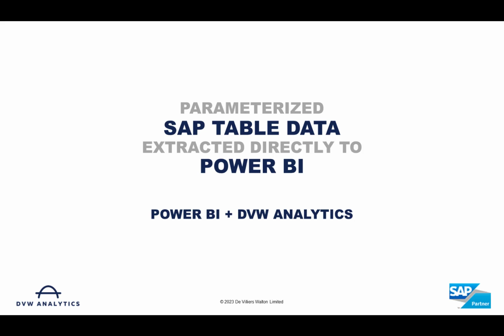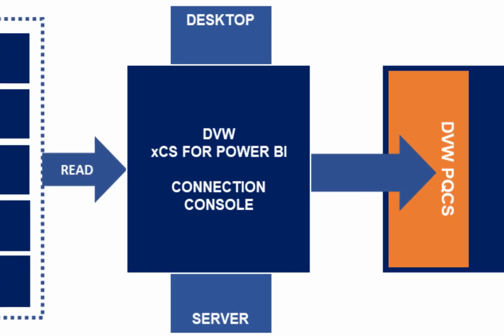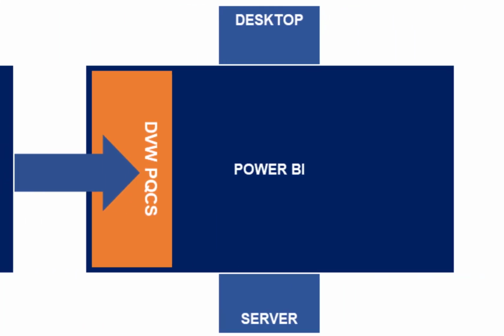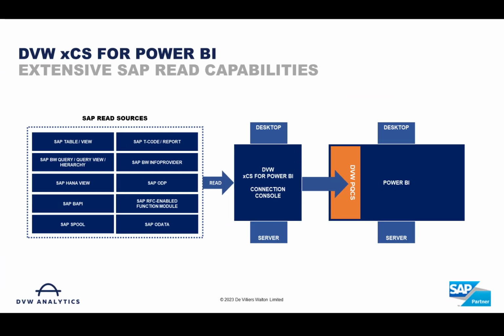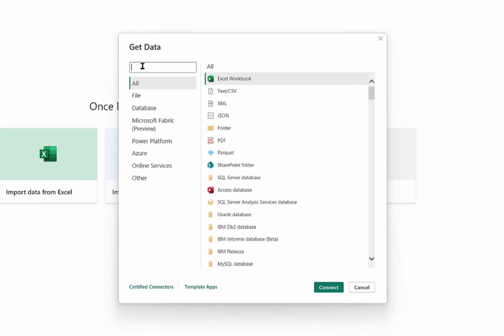The solution is an app that runs on your desktop called xCS from DVW Analytics. From here we can connect to virtually any SAP system and create connections to our data in SAP, which can be consumed in Power BI or any other of the Microsoft Power Platform solutions. And that includes Excel, of course. But for this video, I'm going to focus on Power BI.